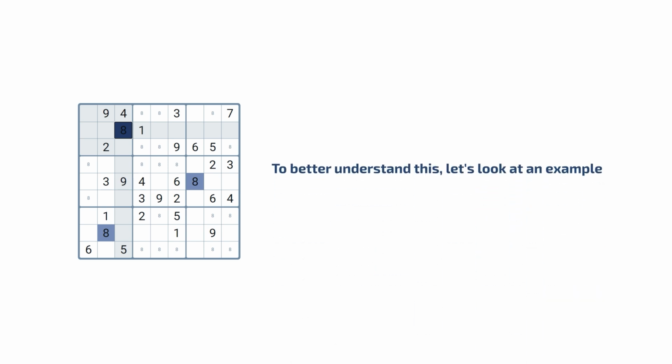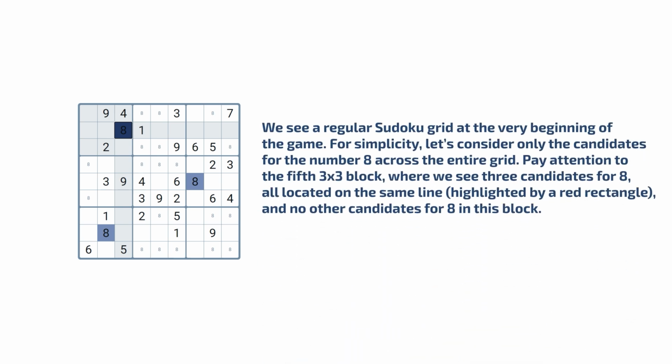To better understand this, let's look at an example. We see a regular Sudoku grid at the very beginning of the game. For simplicity, let's consider only the candidates for the number 8 across the entire grid. Pay attention to the fifth 3x3 block, where we see three candidates for 8, all located on the same line, highlighted by a red rectangle, and no other candidates for 8 in this block.